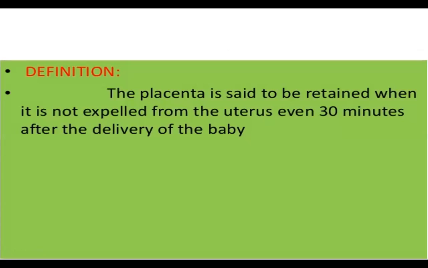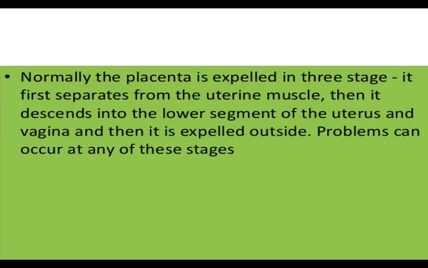So the placenta is said to be retained when it is not expelled from the uterus even 30 minutes after the delivery of the baby. That is the definition of it. And normally the placenta is expelled in three stages. It first separates from the uterine muscle, then it descends into the lower uterine segment, and third, it is expelled outside. And problems can occur at any of these three stages.